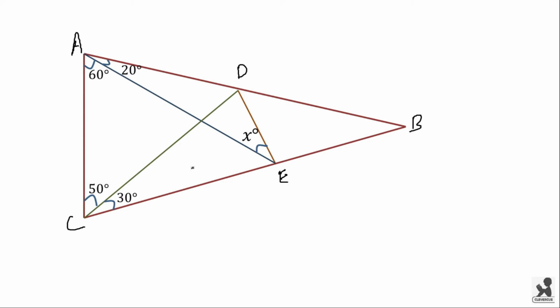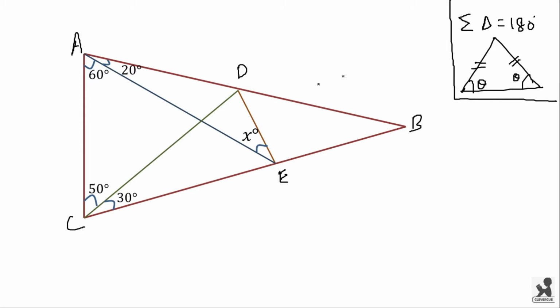This question seems to be a difficult one, but we can solve it using just two concepts. That is, the sum of all angles in a triangle will be equal to 180 degrees. So everybody is familiar with it. And in an isosceles triangle, the angles corresponding to the equal sides will be equal. So using just these two concepts, we can solve this question.